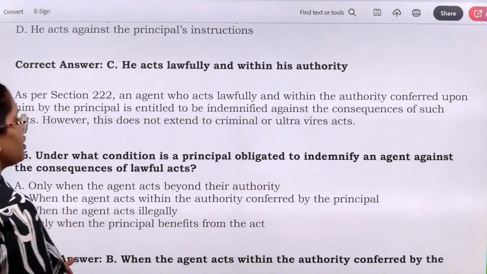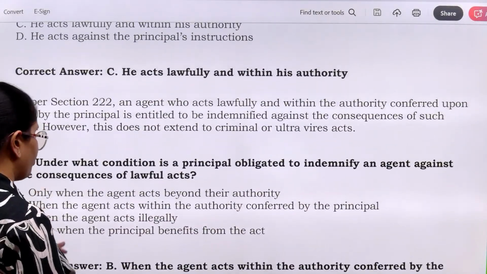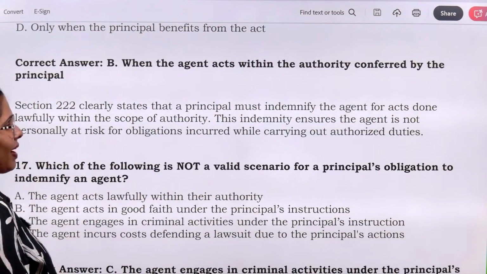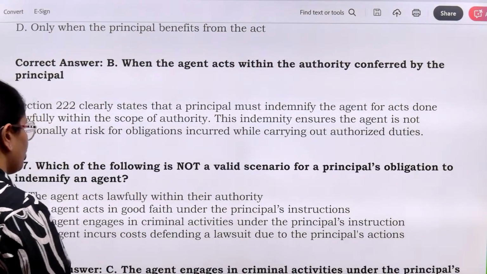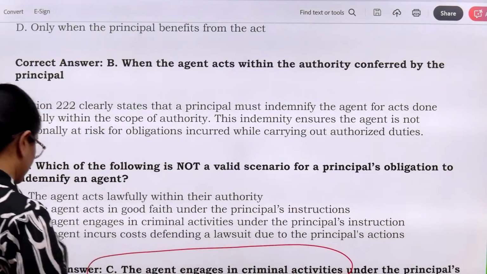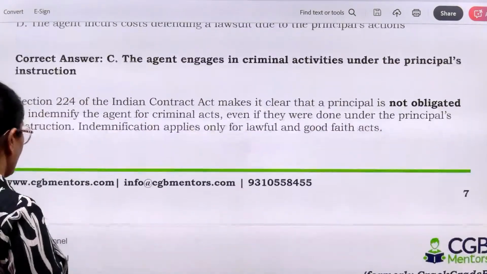Now, under what condition is the principal obligated to indemnify an agent against the consequences of lawful acts? When the agent has acted within the authority. Which of the following is not a valid scenario for principal's obligation to indemnify an agent? If the agent engages in the criminal activities, right? So, that is not a valid scenario for principal's obligation.